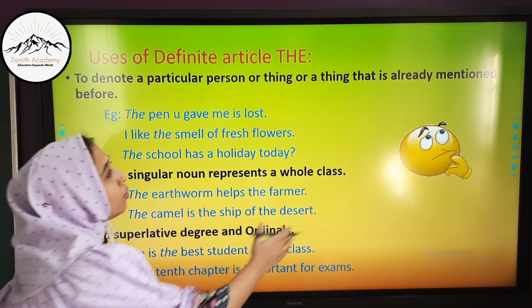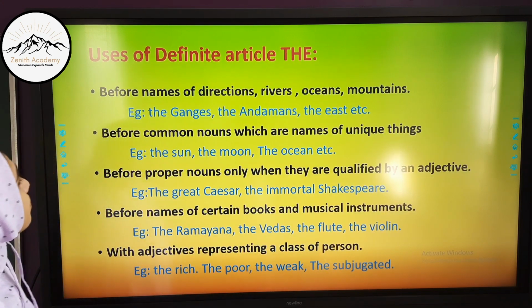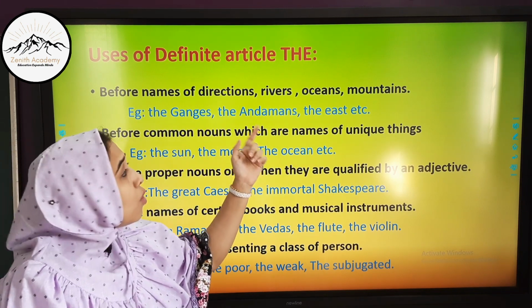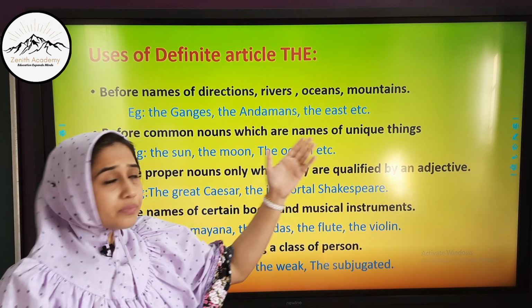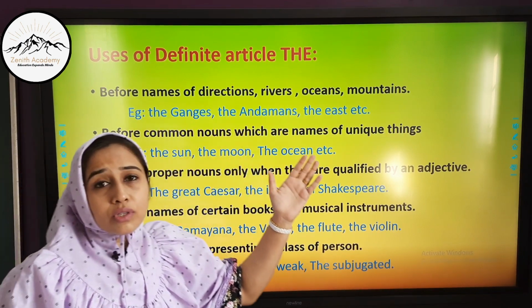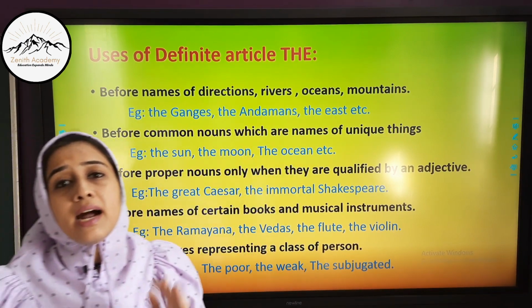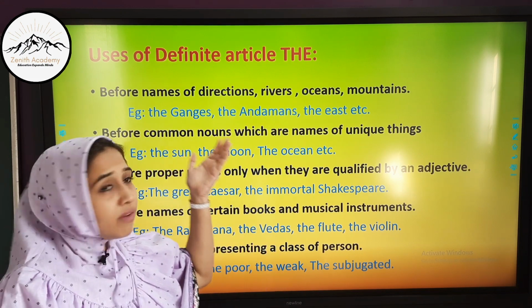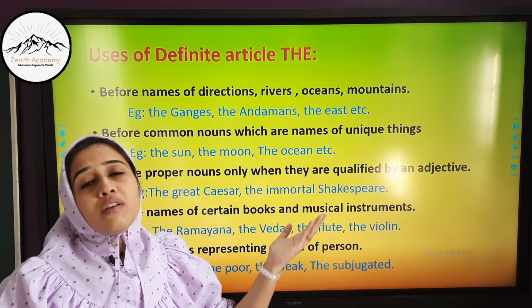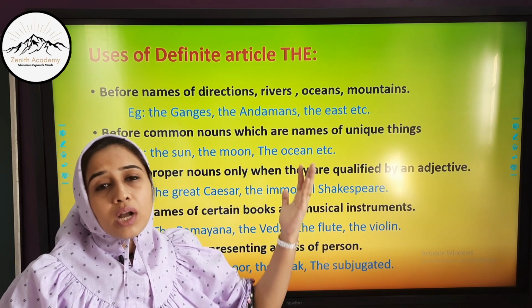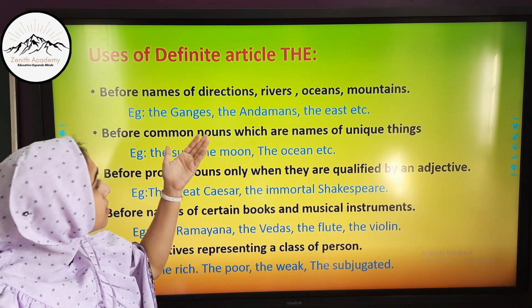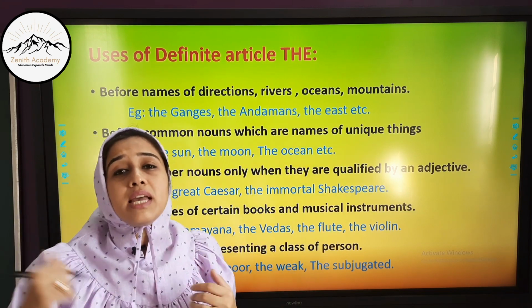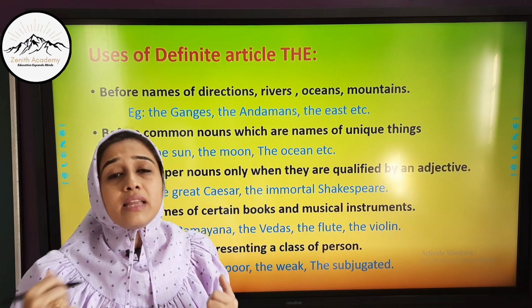There are a few more rules to it. Let's move ahead. It is used before names of directions, rivers, oceans, mountains. All these are proper nouns. Now although we do not use any articles before proper nouns, when we say the names of rivers or mountains, we always add the: the Yamuna, the Ganga, the Ganges, the Andamans, the east, the west. My house is in the west. We always say the west.